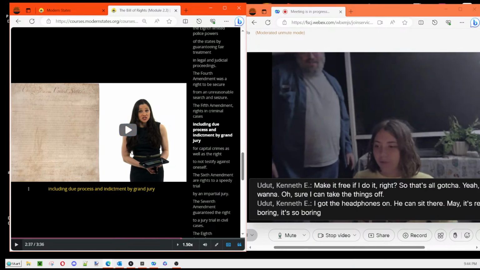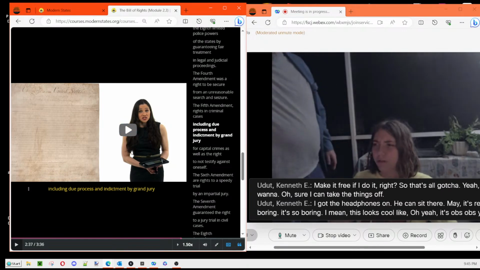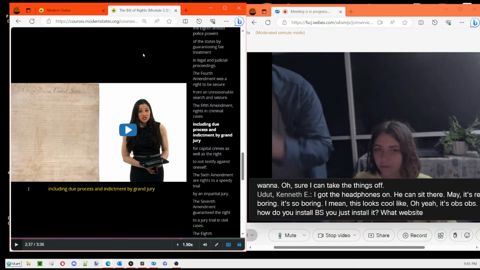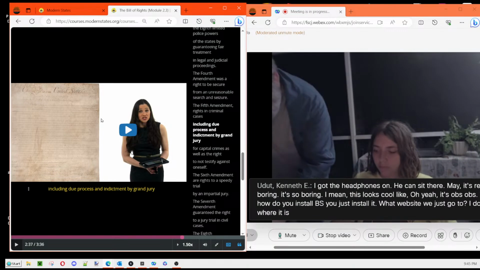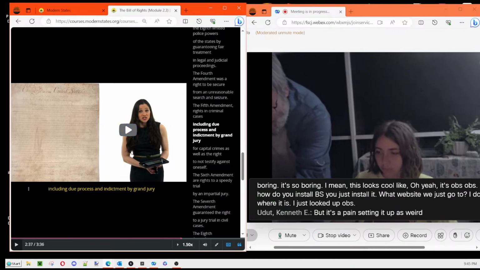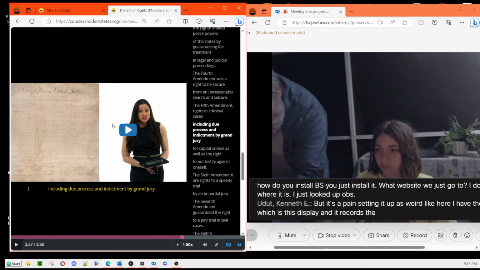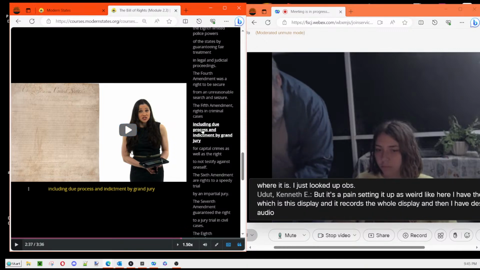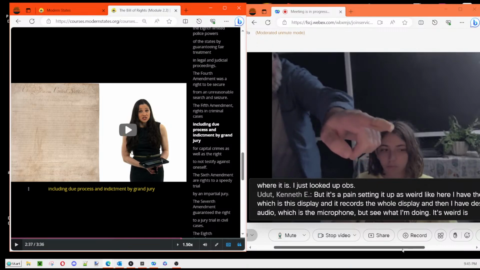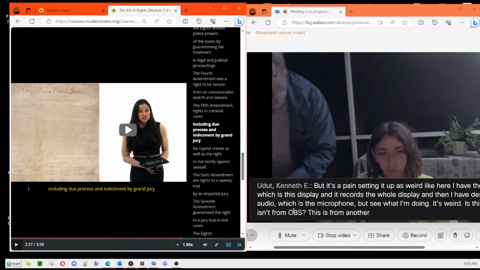I mean, this looks cool, like, oh yeah, it's the OBS. You just install it. I just looked up OBS, but setting it up is weird. Here I have the display, which records the whole display, and then I have desktop audio, which is the microphone. But what I'm doing is weird: this video isn't from OBS. This is from another thing I'm using.